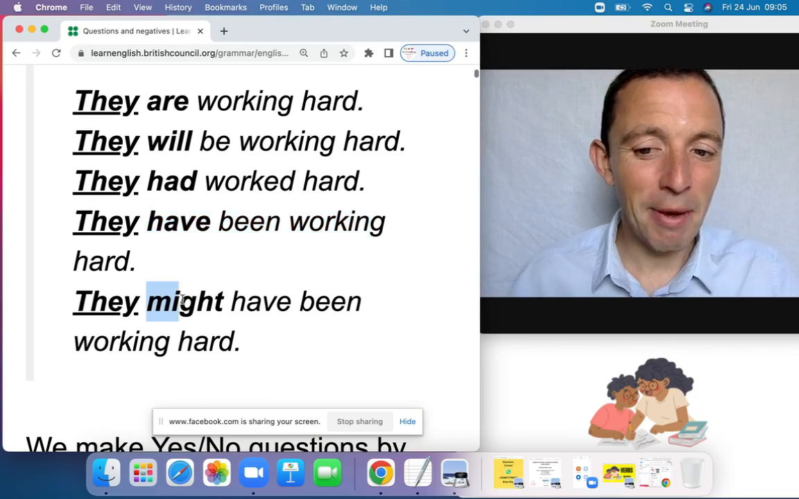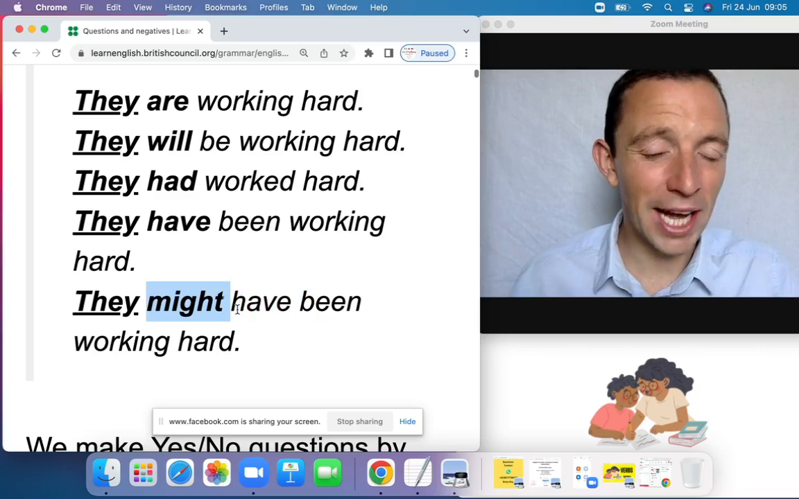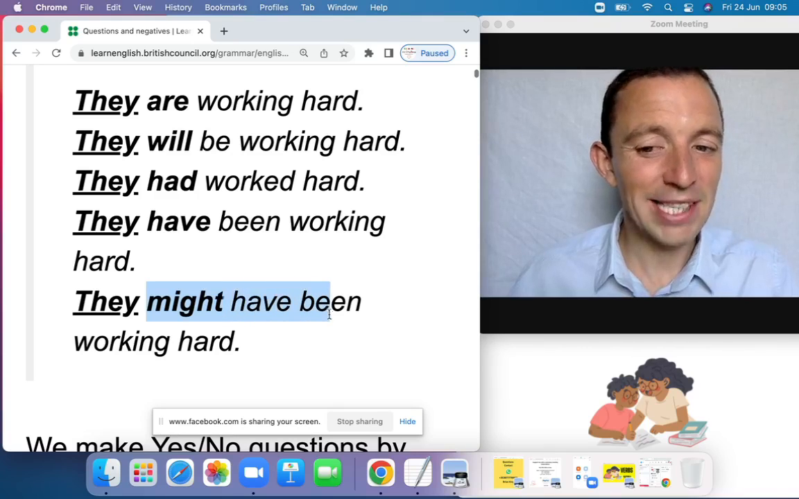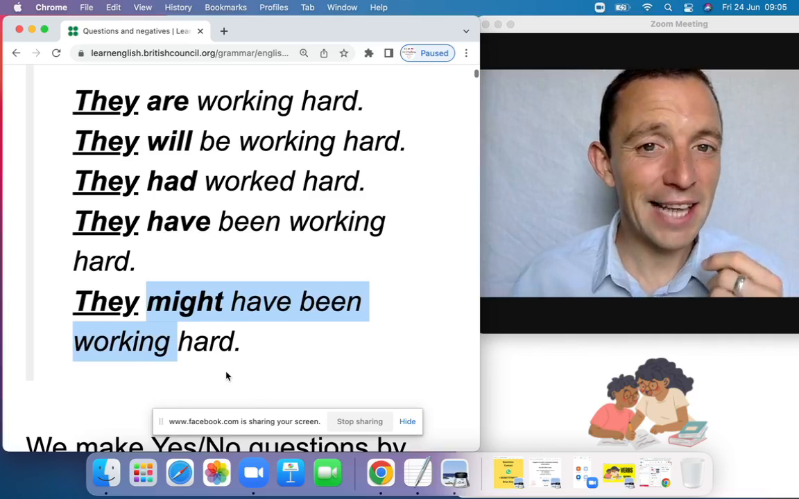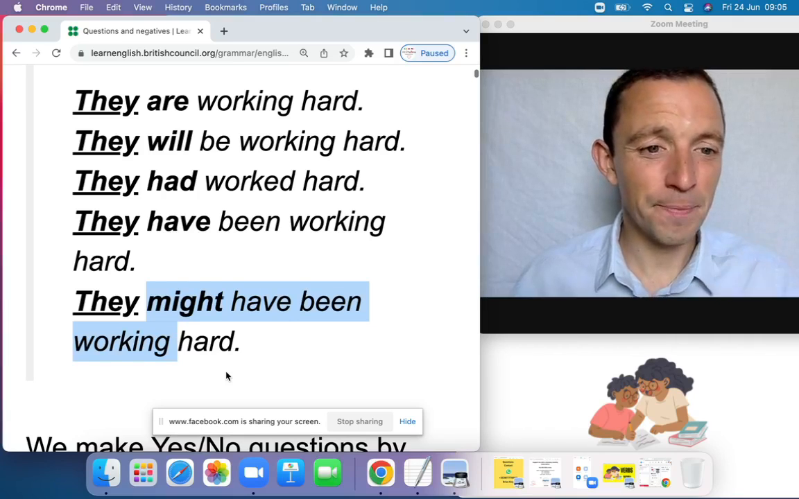Next, they might have been working hard. A modal of possibility plus the present perfect continuous. So complicated, complex tenses, but all affirmative.